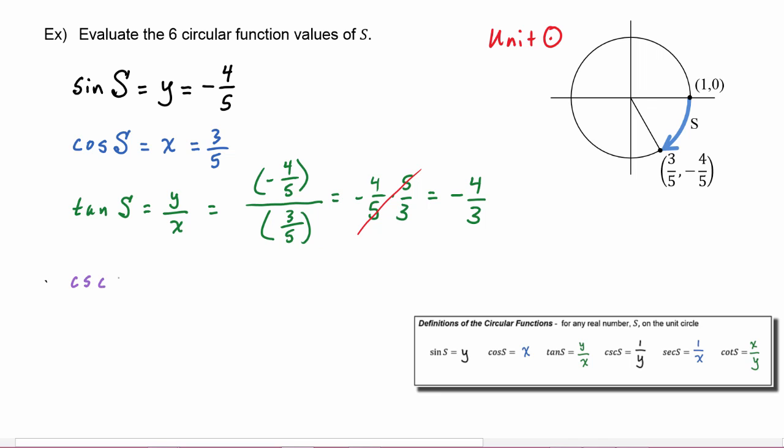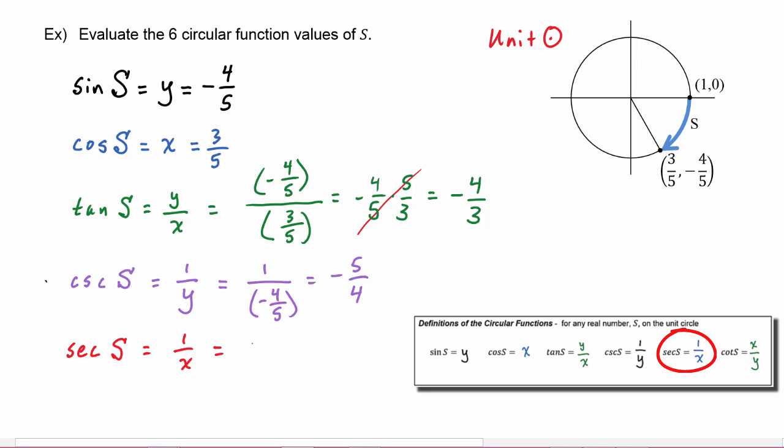The cosecant of S is defined to be 1 over y. Now we know that just means the reciprocal of y, right? It's going to be 1 over -4/5, which is equal to -5/4. The secant of S is equal to 1 over x, which is going to be 1 over 3/5, which is equal to 5/3.